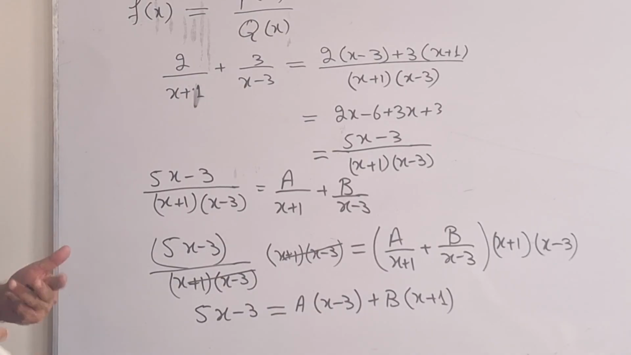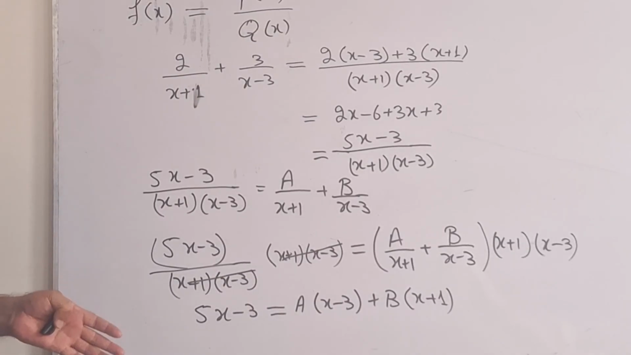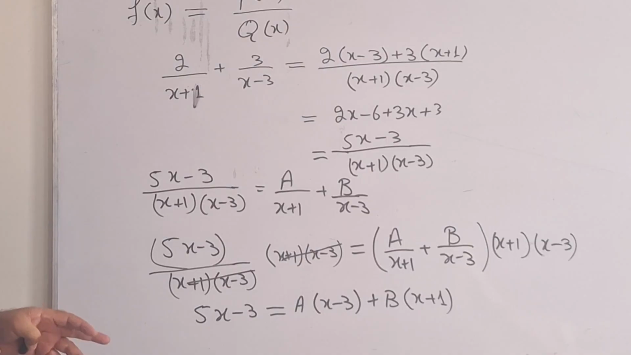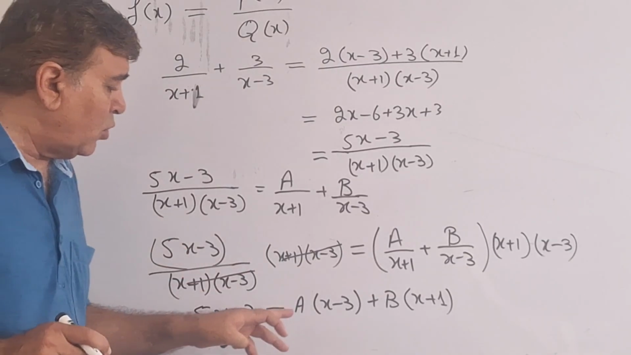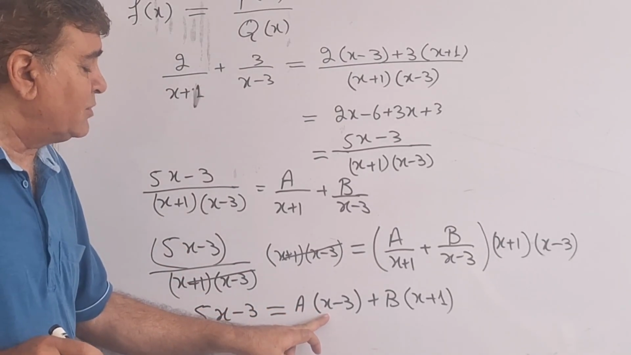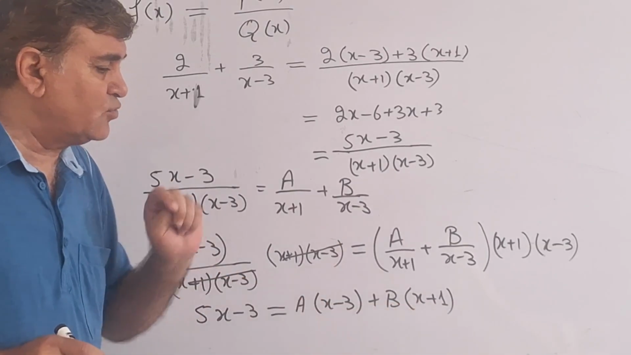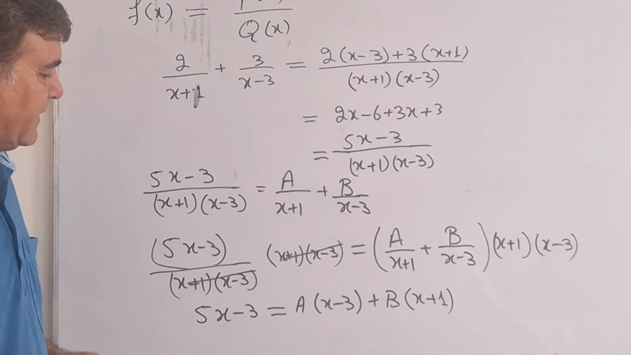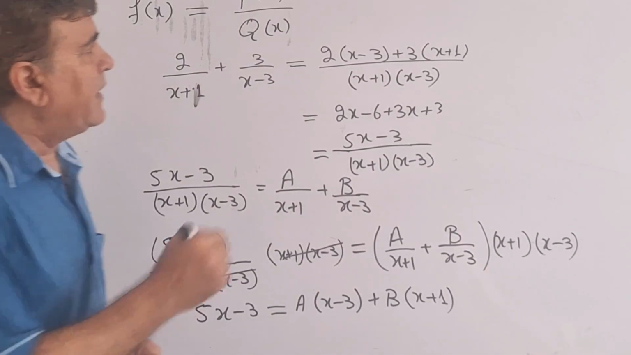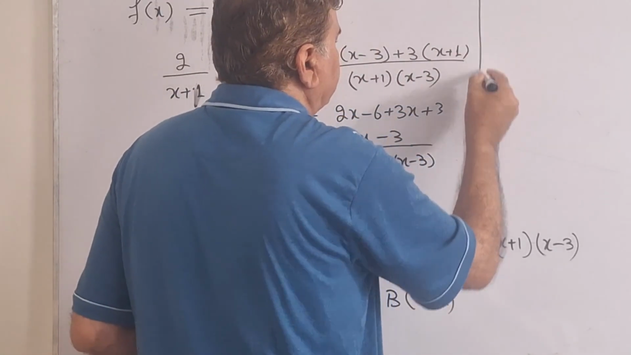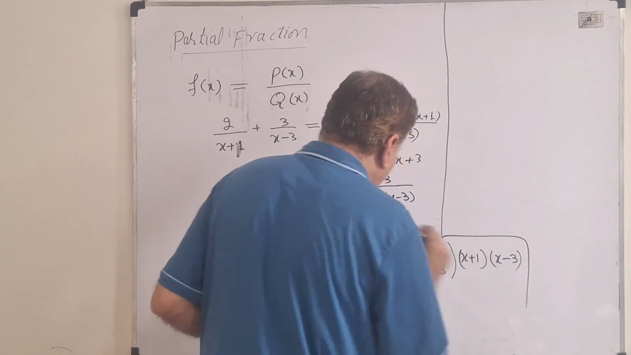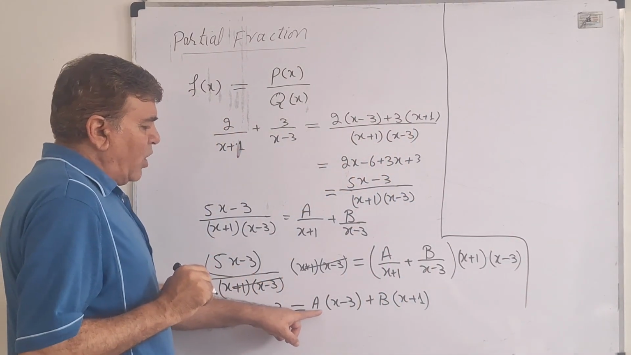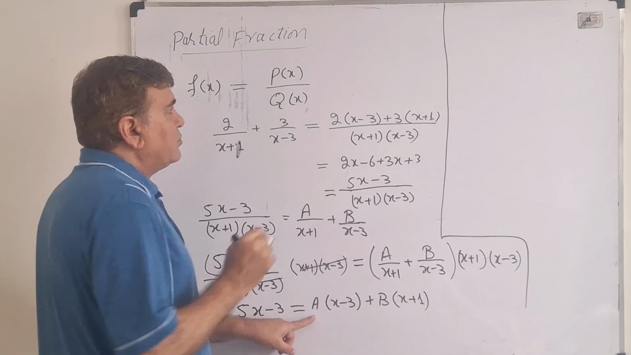So if it is valid for all possible values of x, it definitely holds for x equal to 3 and for x equal to minus 1. So I want to use these facts to find the values of a and b. Now I want to put x equal to 3 into this equation.